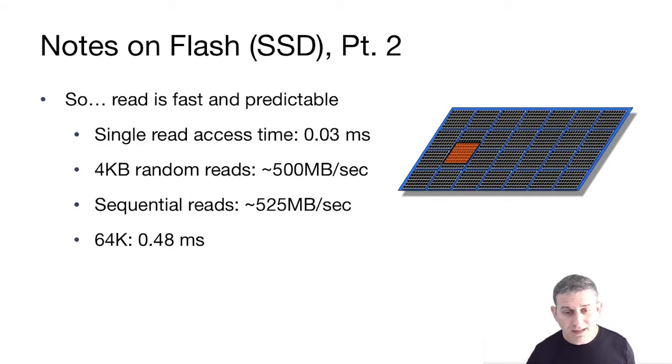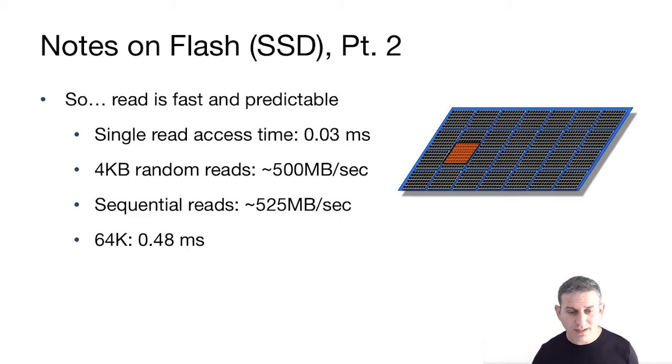Bottom line, read on a flash disk is fast and predictable. Single reads have an access time of something like 0.03 milliseconds, so very fast. And you can pile those up to get random reads at about 500 megabytes per second, so the bandwidth of reading from a flash disk is quite good. If you read things that are next to each other on the flash disk, it doesn't speed things up much. This is quite different from a magnetic disk, where reading sequential things makes a big difference. But on a flash disk, sequential reads and random reads are about the same speed in terms of bandwidth.